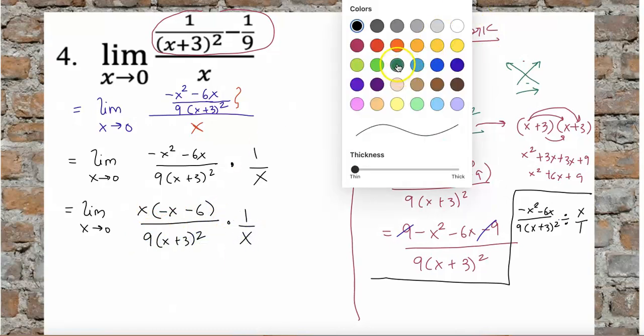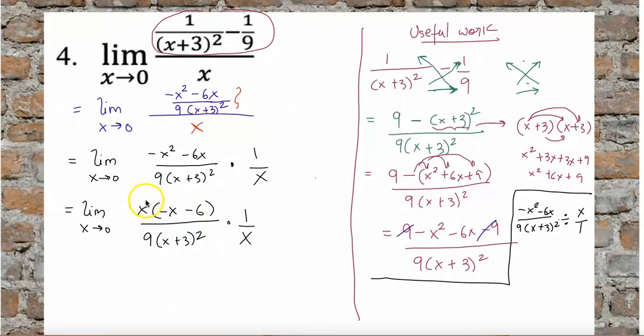Now if in case you are thinking how I got this step, go back. What is x times negative x? Same thing, negative x square minus 6x it will give me. Okay, now at this place I will cancel this with this. So when I cancel this, what I'm left with is negative x minus 6.